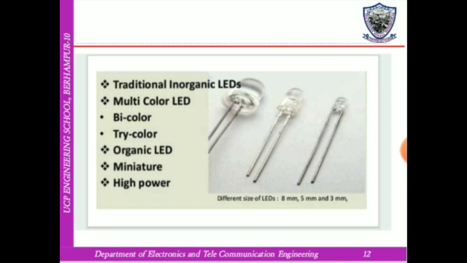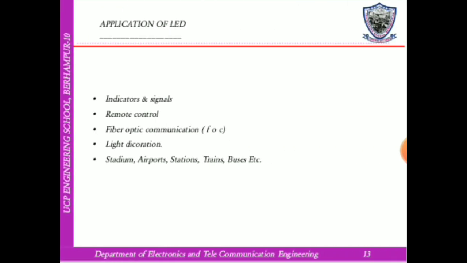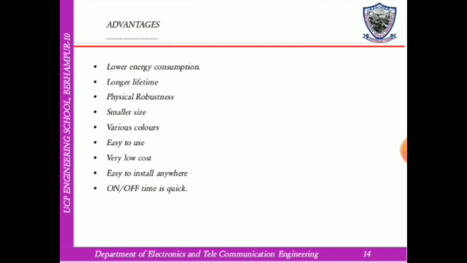Types of LED: traditional inorganic LED, multicolor LED, bicolor LED, tricolor LED, organic LED, and high power LED. LEDs come in different sizes: 8 mm, 5 mm, 3 mm. Application of LED: indicators and signals, remote controller, fiber optic communication, light decoration, stadium, airport, station, train, buses, etc.